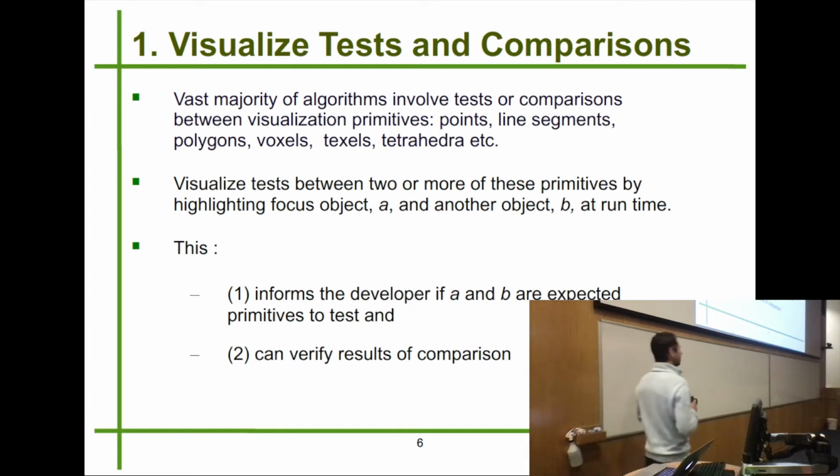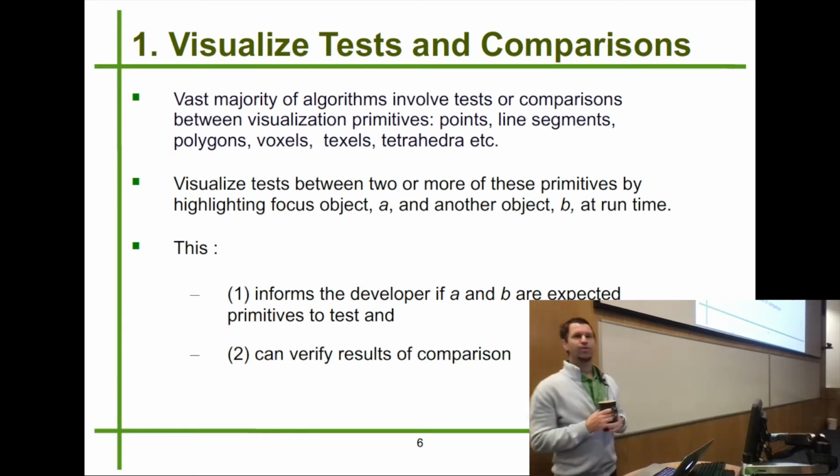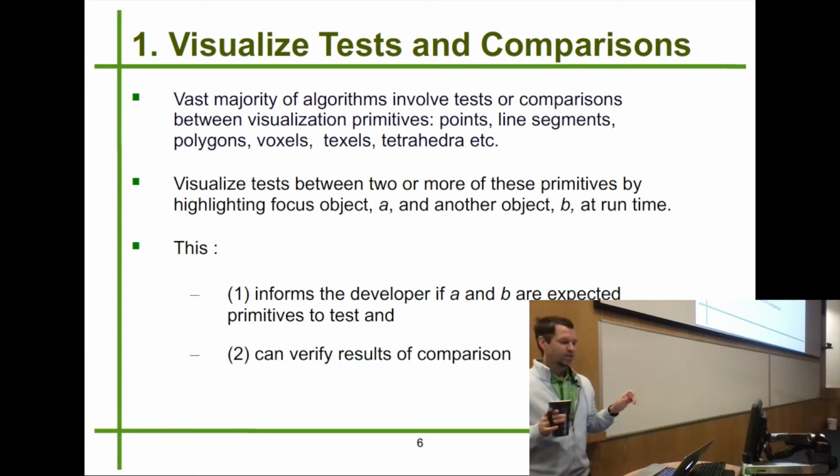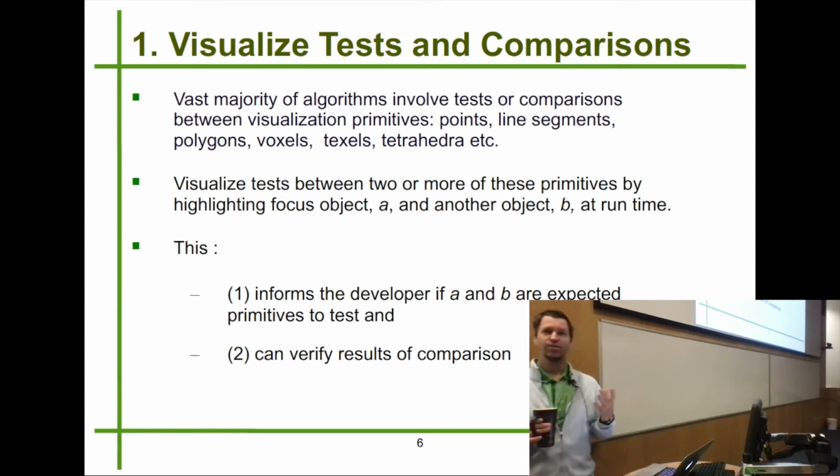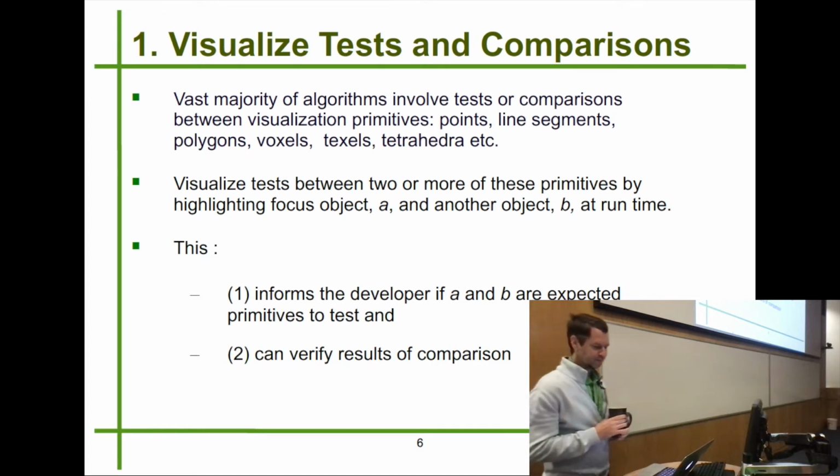So the first guideline is to visualize tests and comparisons, right? A lot of what you do in software involves tests and comparisons, like comparing two things, if one thing is bigger than another or smaller than another, right? You're always making these comparisons and then making a decision based on a comparison, right? So we can actually use that information and come up with visual ways to visualize tests and comparisons, right?